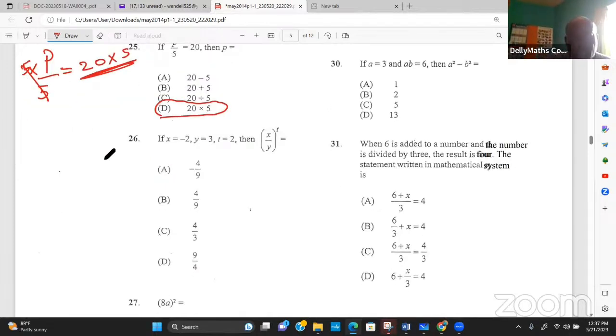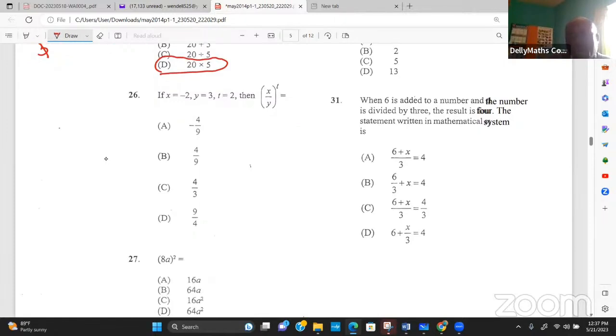26. If x is equal to -2, y is equal to 3, t is equal to 2, then x over y raised to the t. All we're going to do is substitute x, -2, over y, 3, right? So we have that. And you want to raise that to the t squared. All right, when you square any number, it's always positive. So -2 squared is positive 4. Anything squared is positive, right? And positive 3 squared is 9. So you're looking for positive 4 over 9, right?